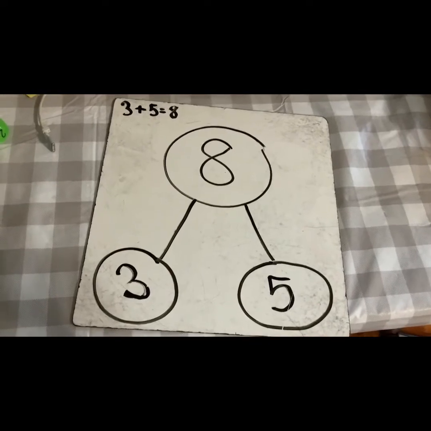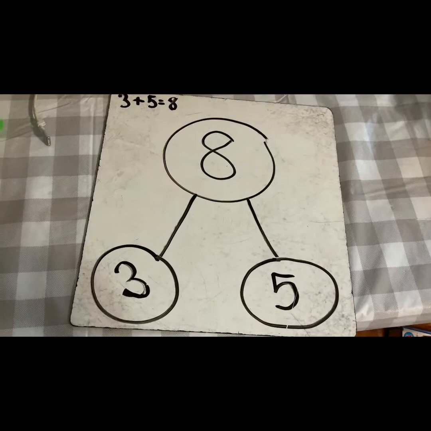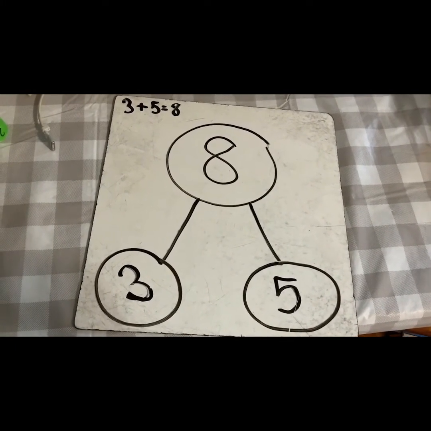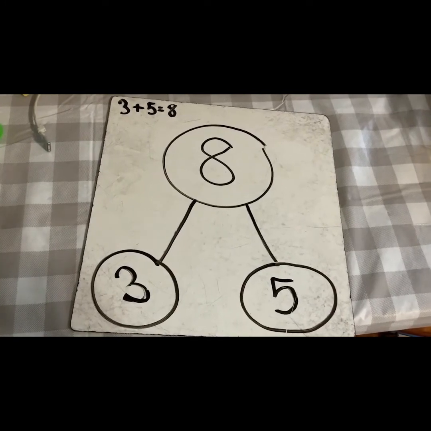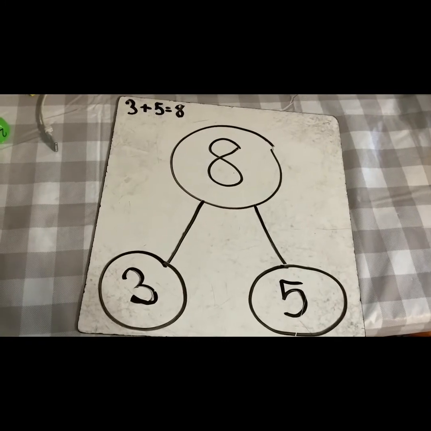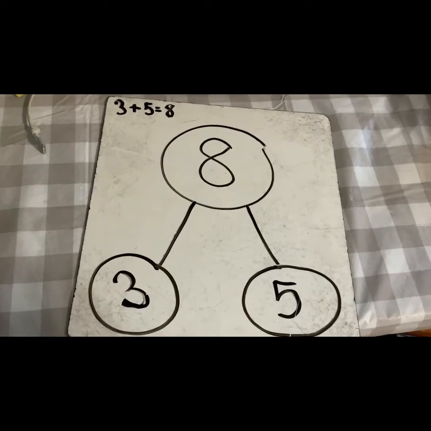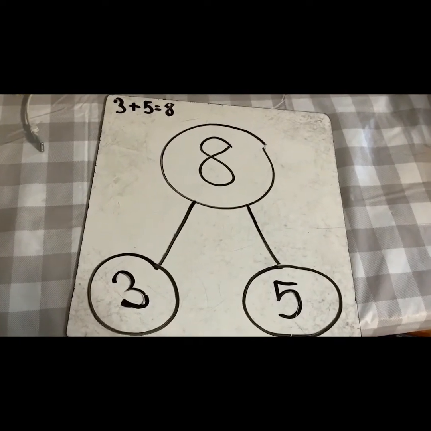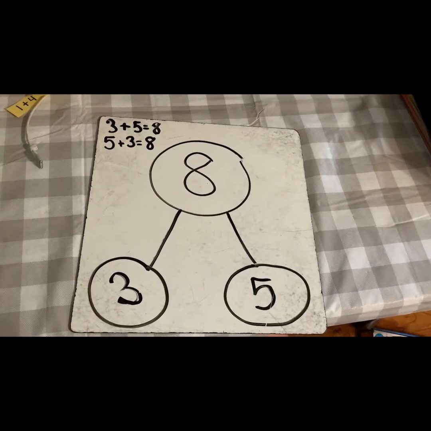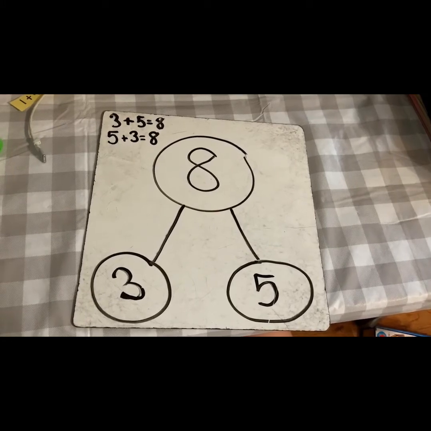Think about our properties. Think about which property talks about moving the order of the parts, but getting the same whole. Do you remember what property that is? Commutative. Awesome job. So instead of saying 3 plus 5 equals 8, we could also say 5 plus 3 equals 8.